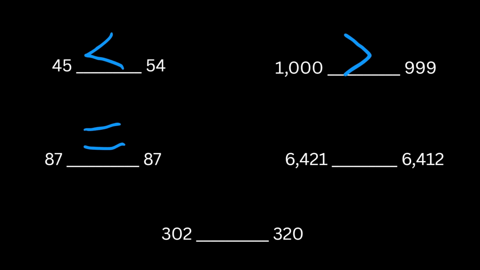The next example, we have 6,421 and 6,412. So your hints here are 21 and 12. So obviously 6,421 is greater than 6,412. For the final example, we have 302 and 320. Well, 302 is less than 320.